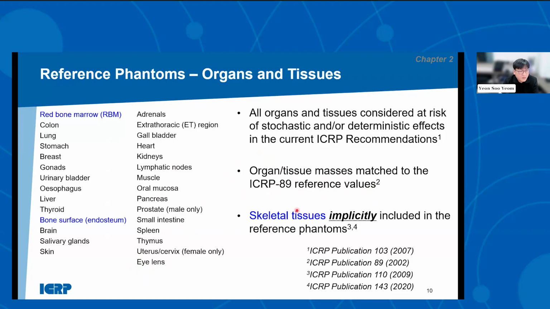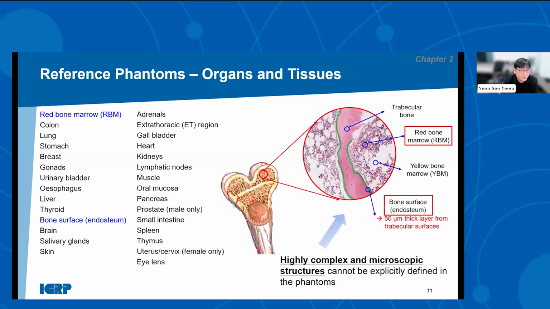It should be noted that only skeletal tissues, the red bone marrow and the bone surface, are not explicitly modeled, but implicitly considered in the reference phantom. I know this skeletal issue is a little bit complicated to understand, but it is technically important to understand how skeletal tissues are considered in the reference phantom. So I will explain a little bit more.